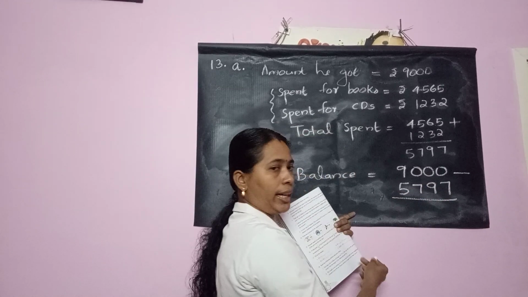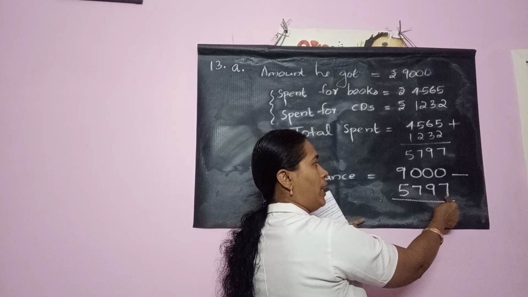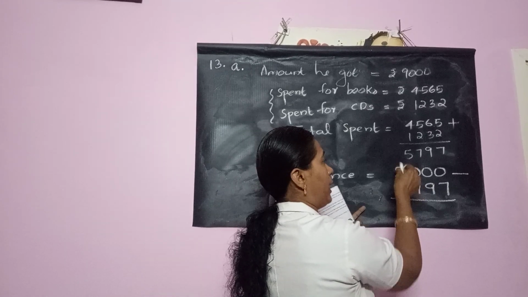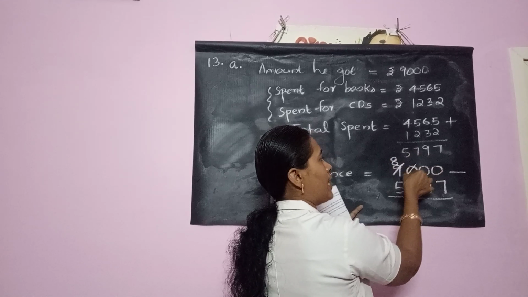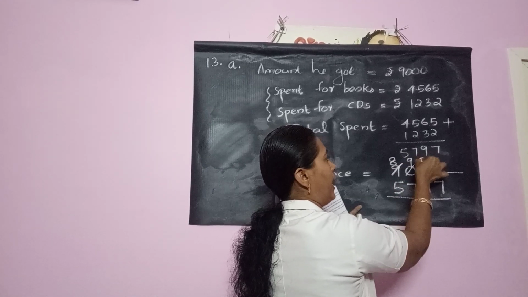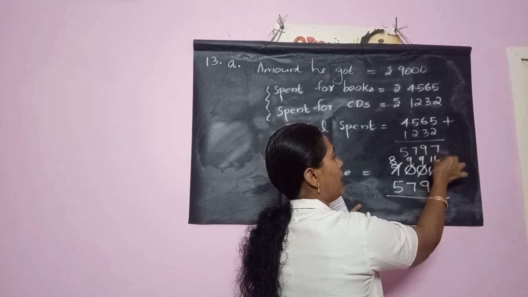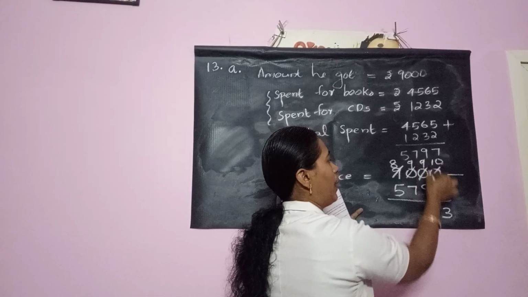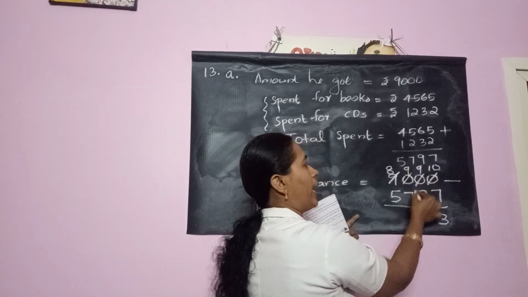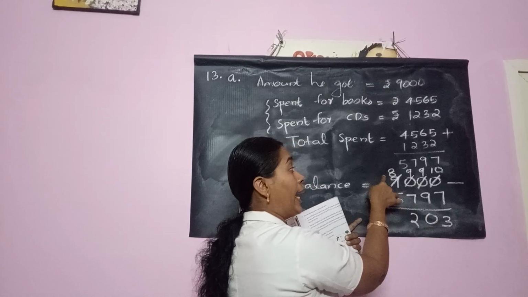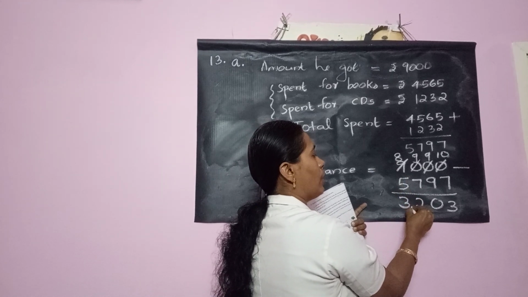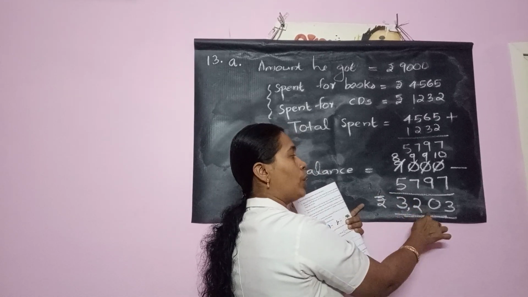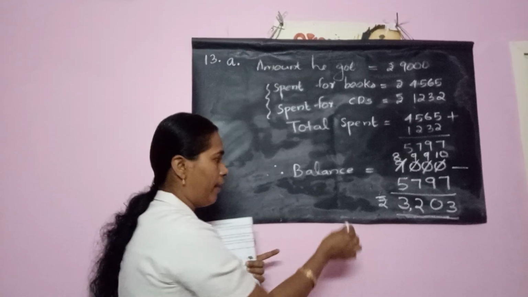When we are subtracting, 0 minus 7 not possible. So teacher told you to carry over from the next digit. So start from here. It becomes 8. This number becomes 9. Again 9. And last becomes 10. So 10 minus 7, 3. 9 minus 9, 0. 9 minus 7, 2. 8 minus 5, 3. So how much rupees left with him? Rupees 3,203. Okay.